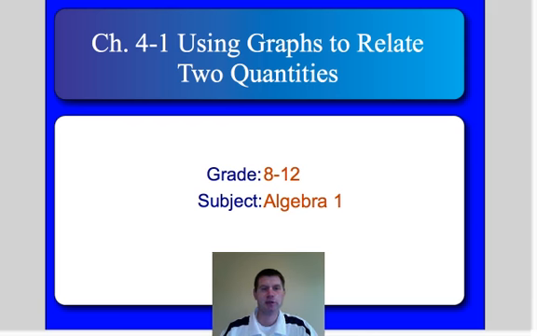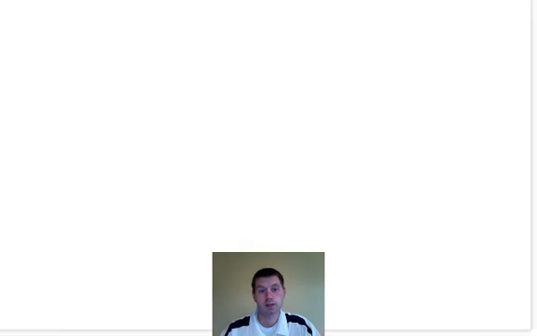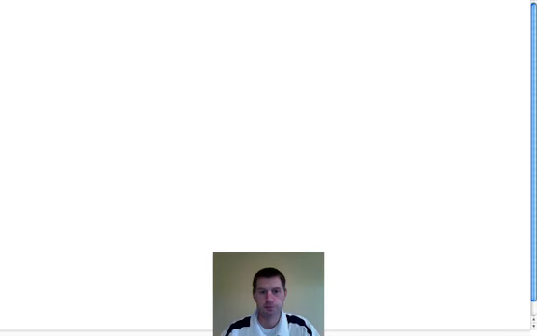Okay, well today what we're going to talk about is 4-1, which is using graphs to relate two quantities. Our objective for today is to represent mathematical relationships using those graphs. And our standard today is A1.5.5, which is to sketch and interpret linear and nonlinear graphs representing situations. So we're going to be dealing with a lot of story problems in these next couple sections.